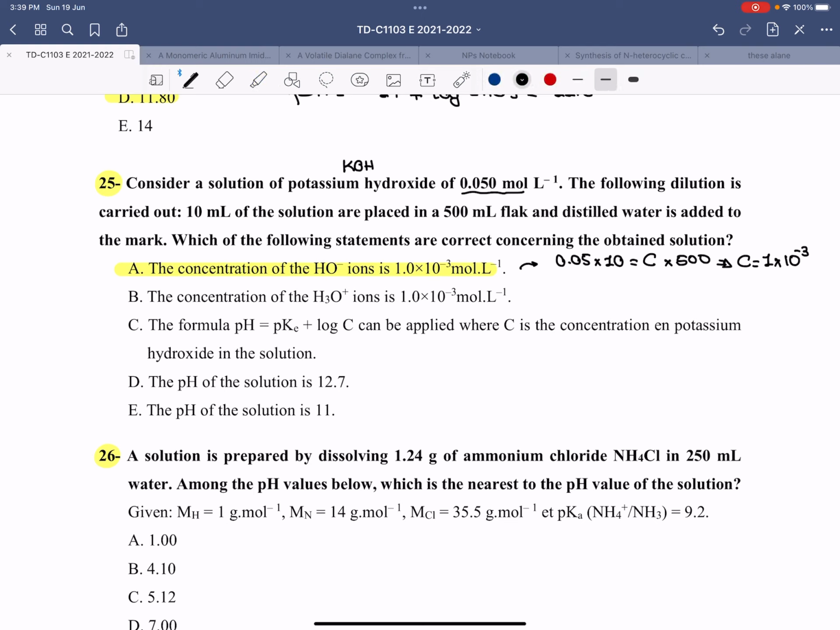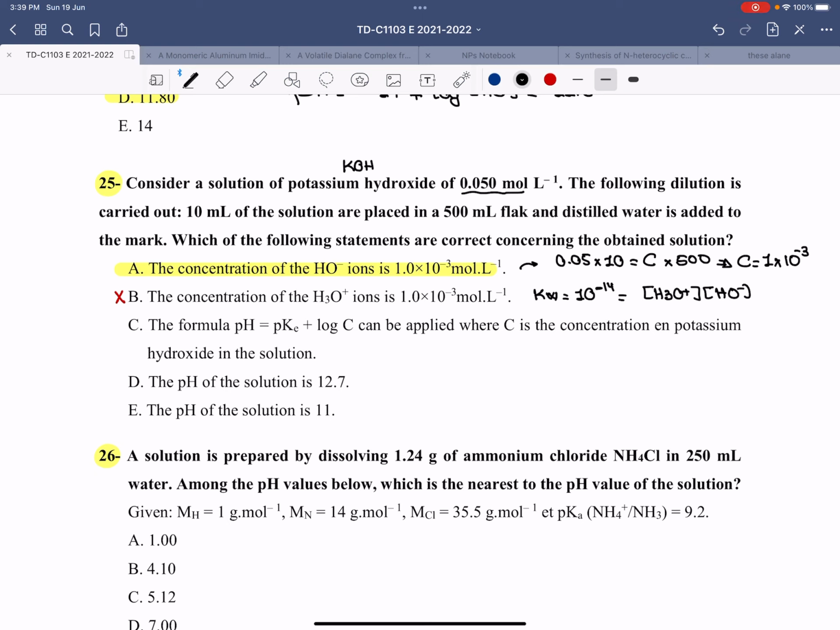Let's move on to the others, maybe we have another answer. The concentration of H3O plus is 1 times 10 to the power negative 3. Absolutely not. I don't have to calculate it. But if you do need to calculate it, we all know that Kw, which is basically 10 to the negative 14, although they didn't tell us it's 25 degrees Celsius, but always assume it's equal to H3O plus times HO minus. So you know how to calculate it. You don't need to, because you know it's definitely not 10 to the negative 3.